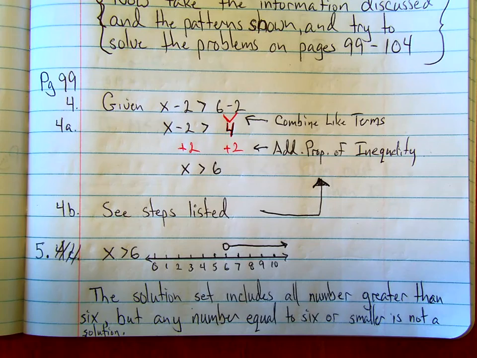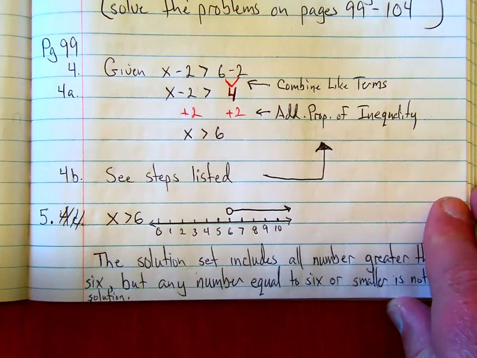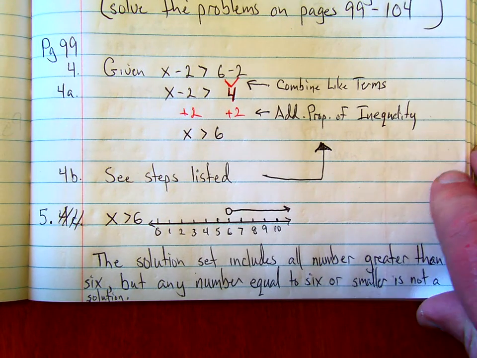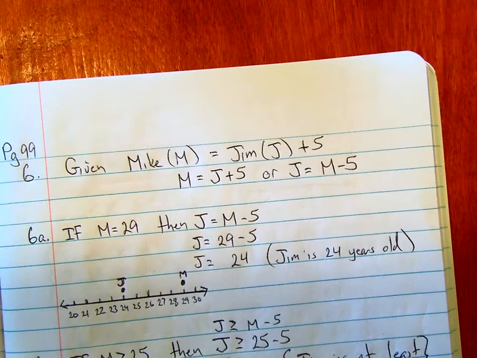For A it simplifies to x greater than 6, and for B I list the steps where you combine like terms and then you use the addition property of inequality. On 5, x greater than 6, the solution set includes all numbers greater than 6, but any number equal to 6 or smaller is not a solution. Still on page 99.